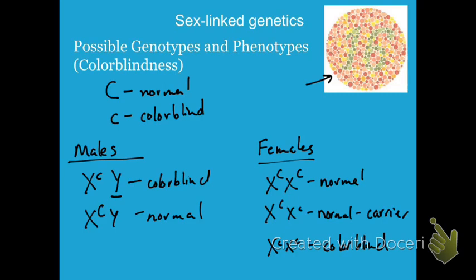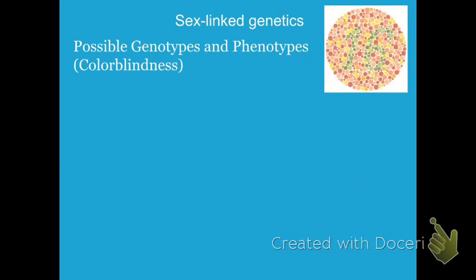All right, so you'll notice that for females, if they're heterozygous, they won't be colorblind, so they'll be normal, right? But they're carrying one, so we call them a carrier. They're carrying a recessive allele. Okay. So you can kind of see how females are more likely to be normal than colorblind, because they have the extra X chromosome. Let's do some problems.